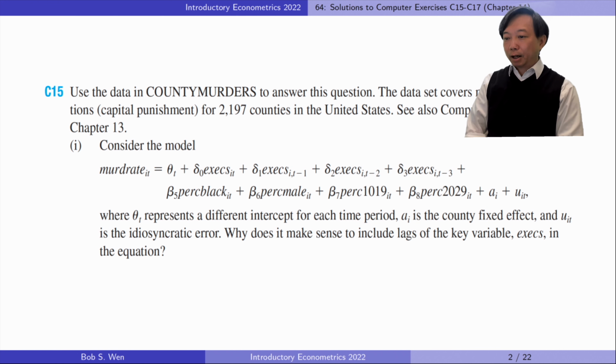Let's look at computer exercise 15. The dataset covers murders and executions, capital punishment, for 2,197 counties in the United States. In Part 1, consider the model and answer the question. Why does it make sense to include lags of the key variable, executions, in the equation?